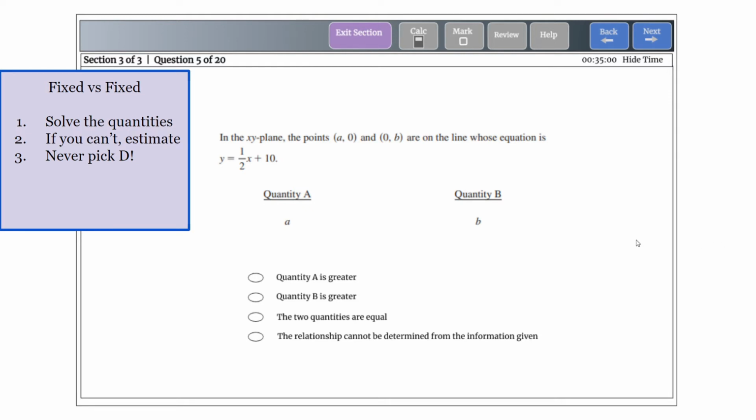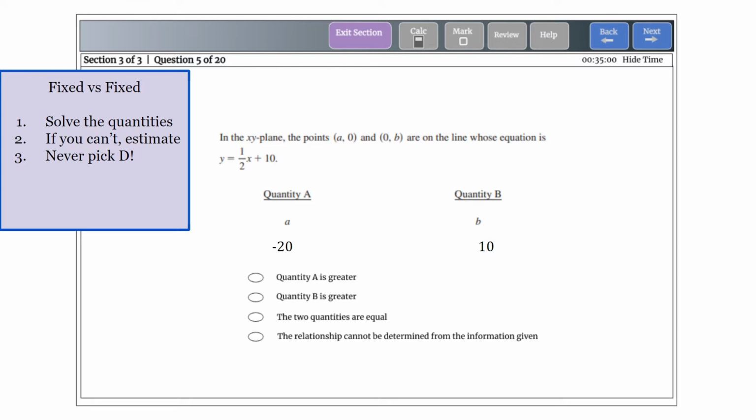Go ahead and take a look at this question, maybe pause the video and try to solve it yourself. So in this case, even though the quantities are variables, we have A and B, the variables themselves do not change in value. There's only one value for A and one value for B, and so we know we're dealing with fixed versus fixed. Because in this case we have a linear equation and we're looking for missing coordinate pairs. So in this case, A would just be the x value when y equals 0. So we could plug in 0, solve for x, and B, likewise, we could plug in 0 for x, solve for y, and we'll end up with quantity A being negative 20, quantity B being 10.